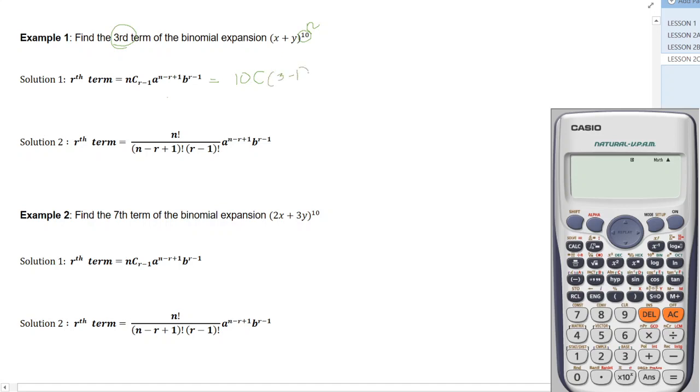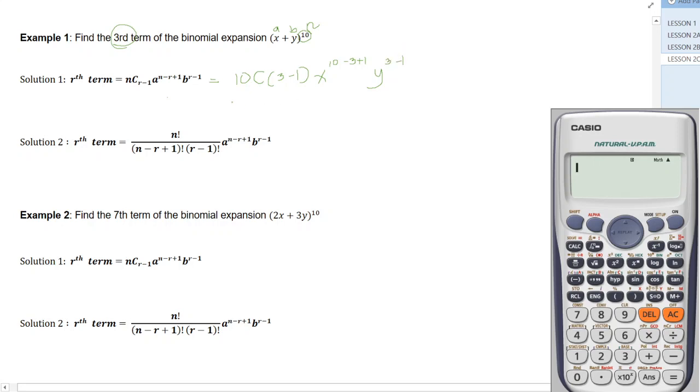3 minus 1, a. Your a there is just this one, so that is supposed to be x. So that is your x raised to n minus r, that is 10 minus 3 plus 1, and then your b there is of course your y, that is a and b. Okay, so your b there is y raised to your r, which is 3 minus 1.